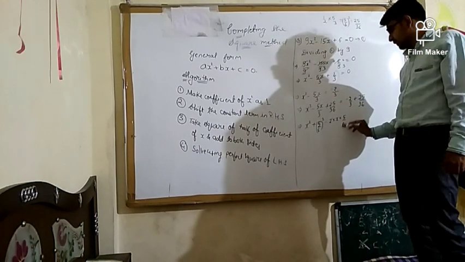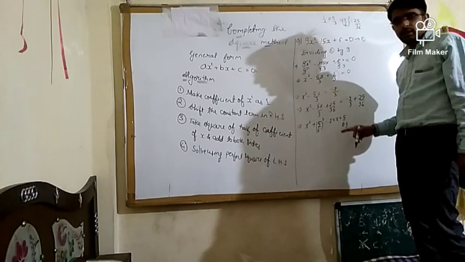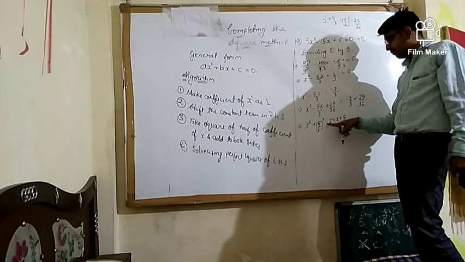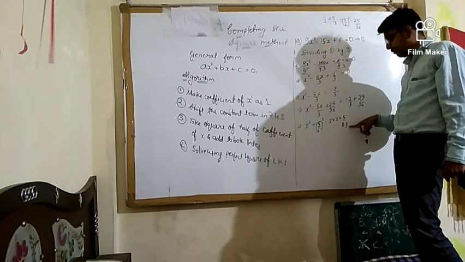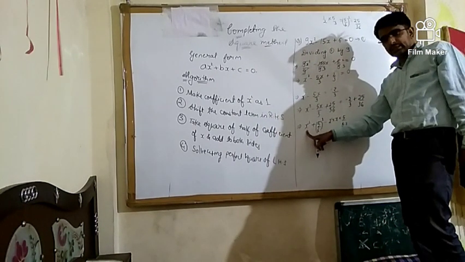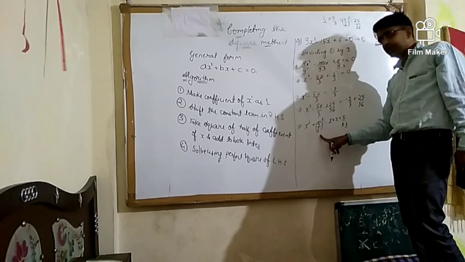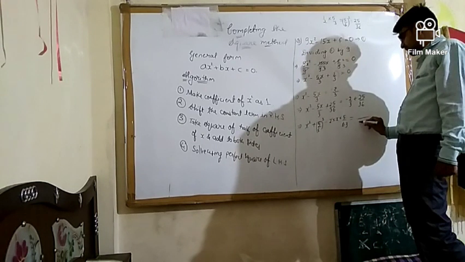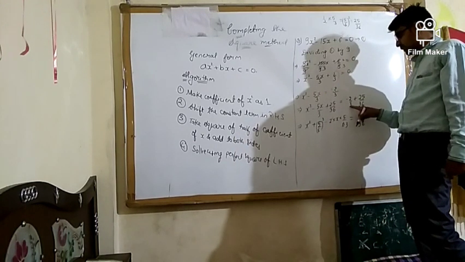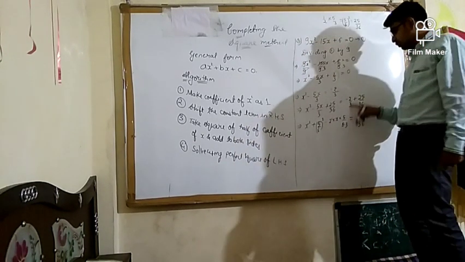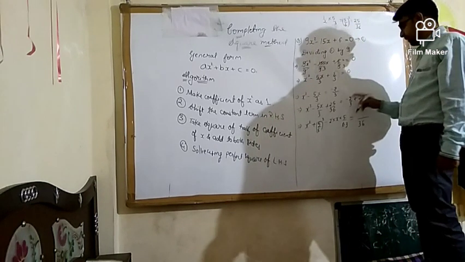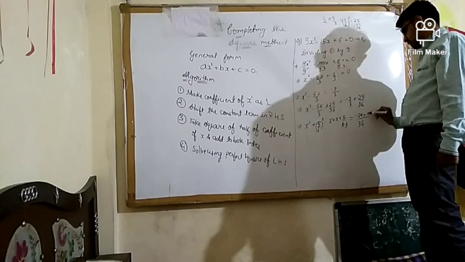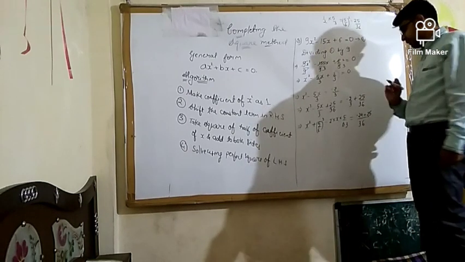So 2 by 3. Why have I done this? See, a square plus b square minus 2ab, where my a is x and b is 5 by 6. Now the LCM of 3 and 36 is 36. Here it is 3, so multiply by 12. What will I get? Minus 2 into 12 is minus 24, and this is 25.